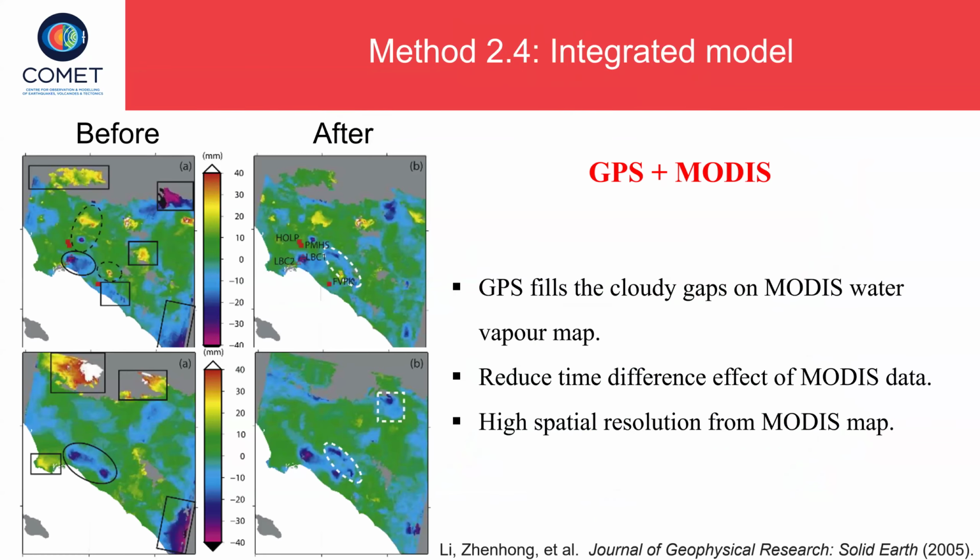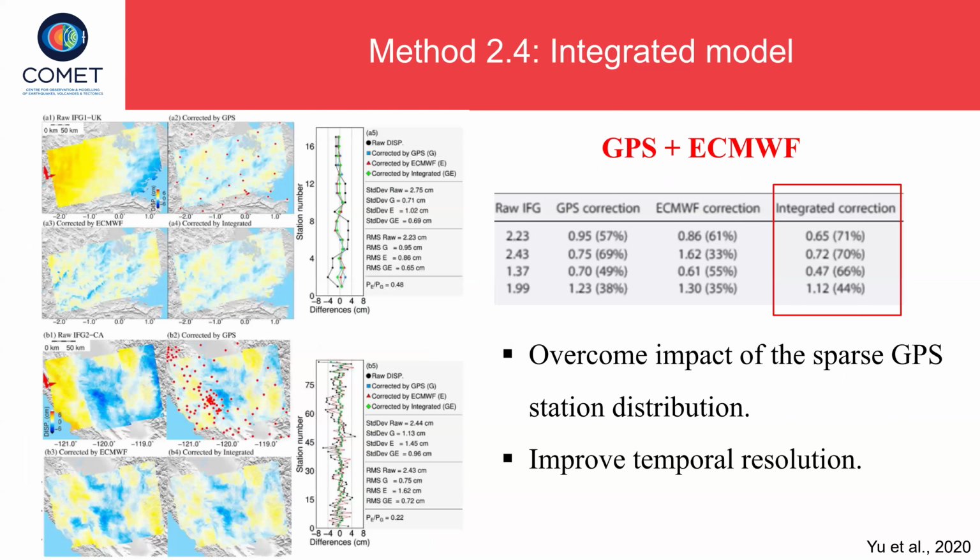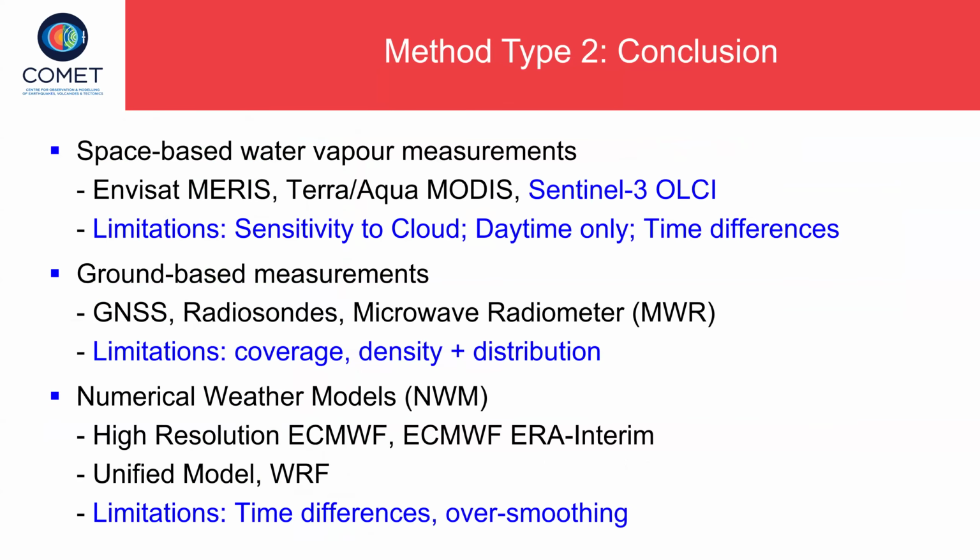And you can also consider integrating different data sets. For example, you can integrate GPS with MODIS, and also you can integrate GPS and weather models. So you make use of the advantages of the two data sets. For example, GPS has high temporal resolution but low spatial resolution, but the ECMWF has high spatial resolution but low temporal resolution. So if you integrate these two observations, you can get higher performance in the correction. So this is an integrated model.